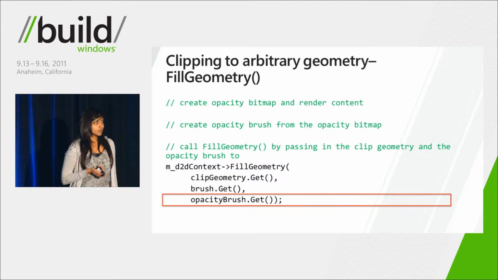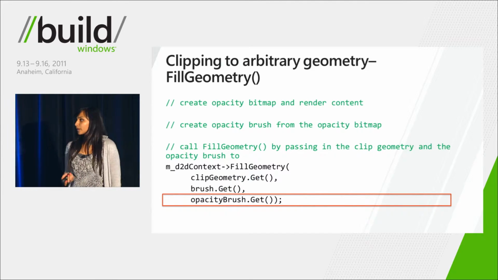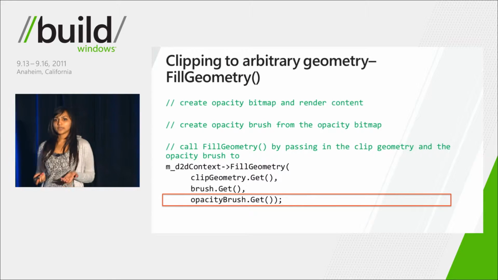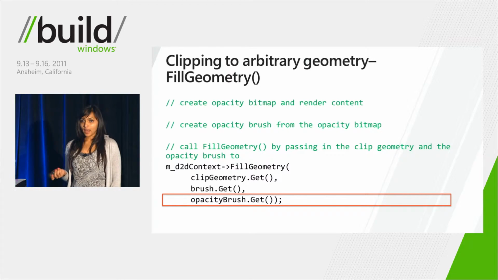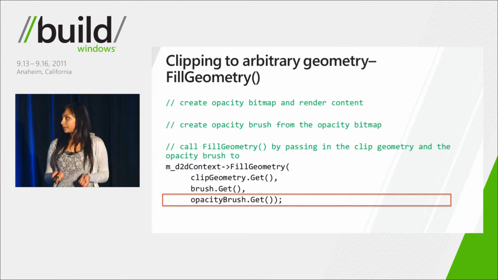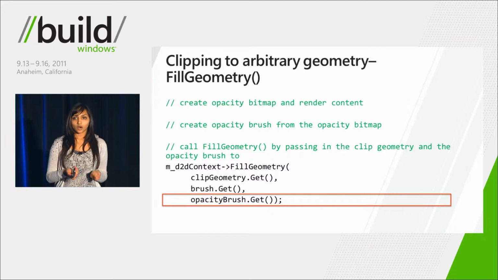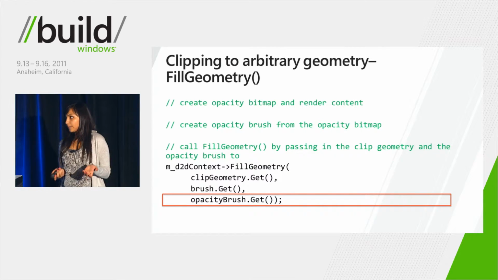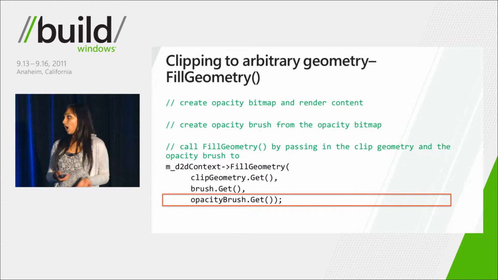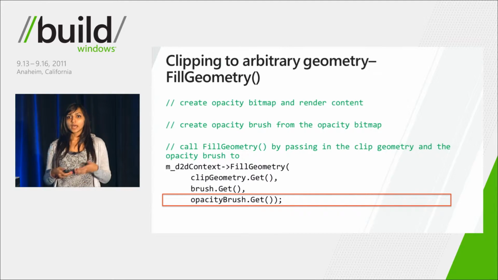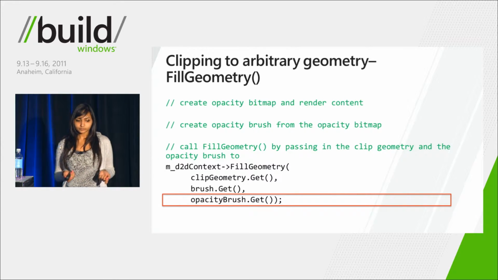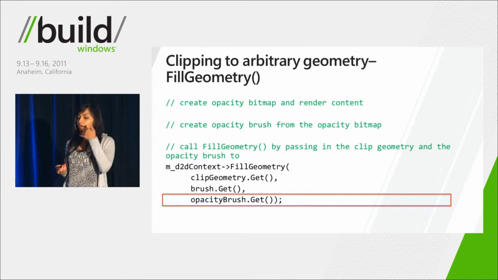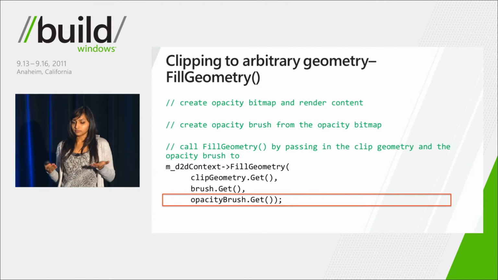Now, since the API surface is really big, there could be multiple ways in which you can implement the same scenario. In this case, instead of using a layer, I could have created an opacity bitmap just the way I showed in using per primitive caching, and then create an opacity brush from that bitmap. And then on my D2D device context, make a call to fill geometry by passing in that bitmap and the brush with which I want to fill it, and the opacity and the geometry that I want to fill.